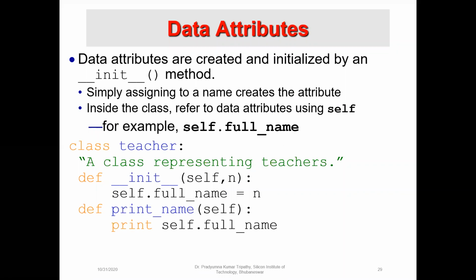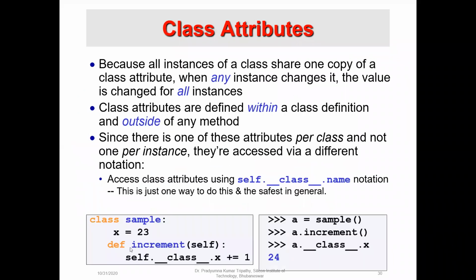And we have discussed that the class variables are declared just after the class declaration. It is not inside the init function. Inside the init function, any variable that you declare, those are data members or data attributes. Like for example, in this case, full name is a data attribute. So if I declare some variable over here, that will become a class attribute. The example is over here.